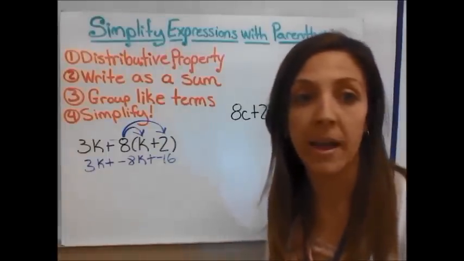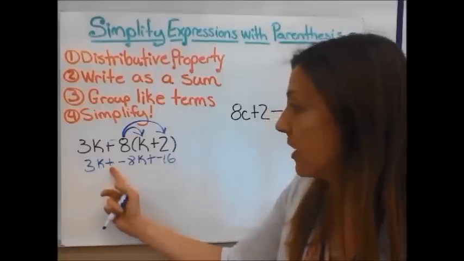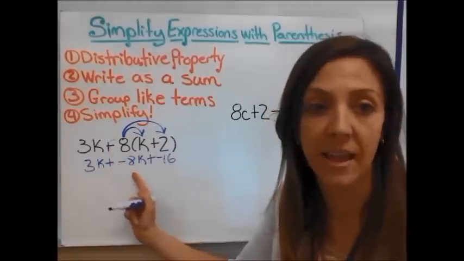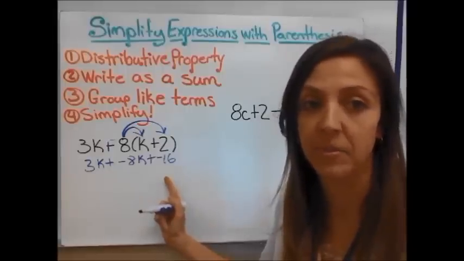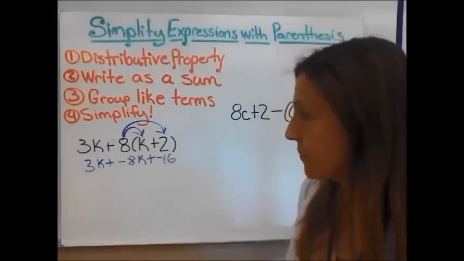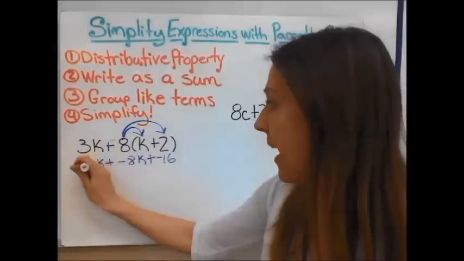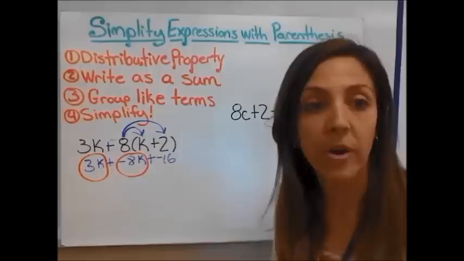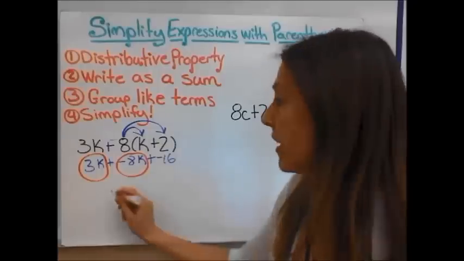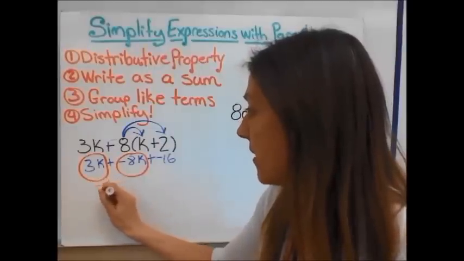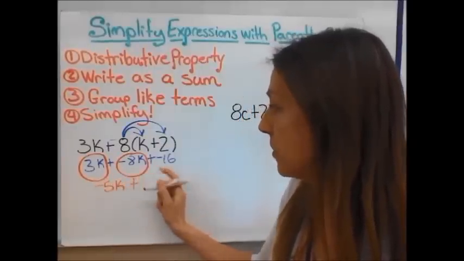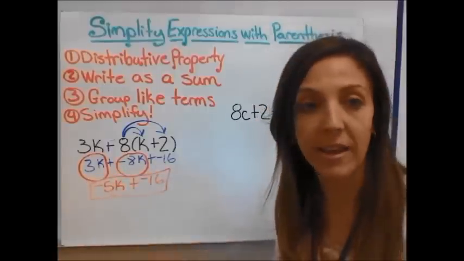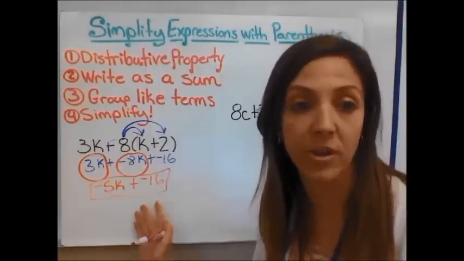Now I'm going to write it all as a sum, which I've already done. When I stay switch right here, I write it as a sum. So 3k plus a negative 8k plus a negative 16. And now I'm going to put my like terms together. Here I have 3k, and here I have negative 8k. Those two are like terms, so I can add those, and that gives me a negative 5k plus negative 16. And this is my simplified expression. I can't add this any further because these are not like terms.